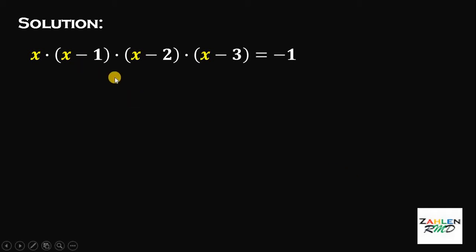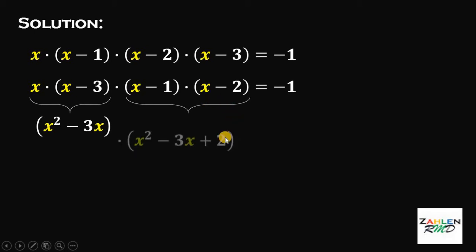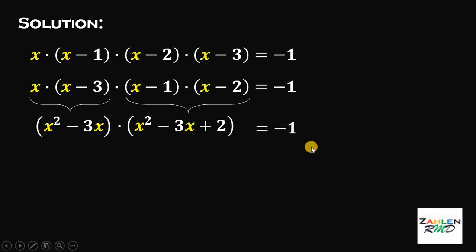Now, let's have our original equation. We have x times (x minus 1) times (x minus 2) times (x minus 3) equals negative 1. Now, what we're going to do is to rearrange these terms. So in this case, we have x times (x minus 3) times (x minus 1) times (x minus 2). Next, multiply the first two terms and that will give us x squared minus 3x. Next, multiply the next two terms. We have (x minus 1) times (x minus 2), and that will give us x squared minus 3x plus 2, and then bring down negative 1.